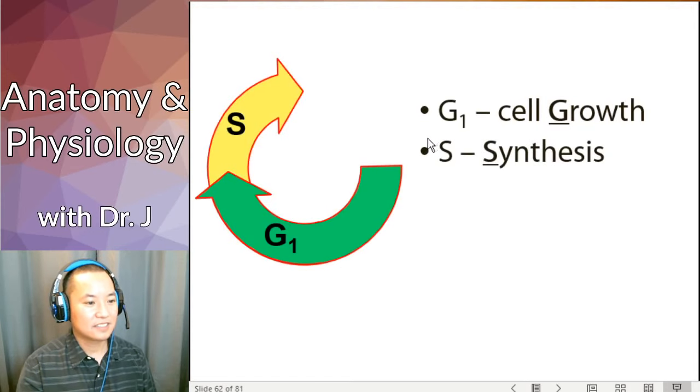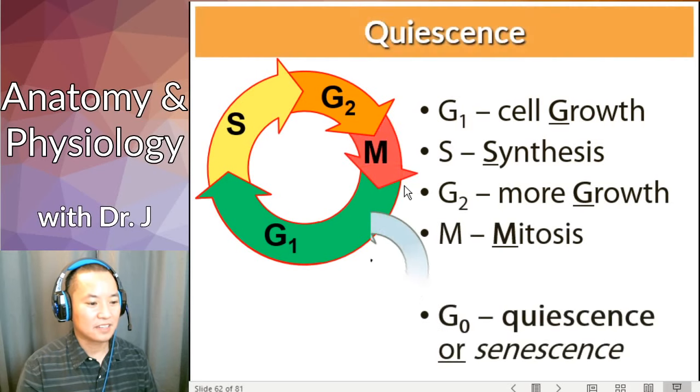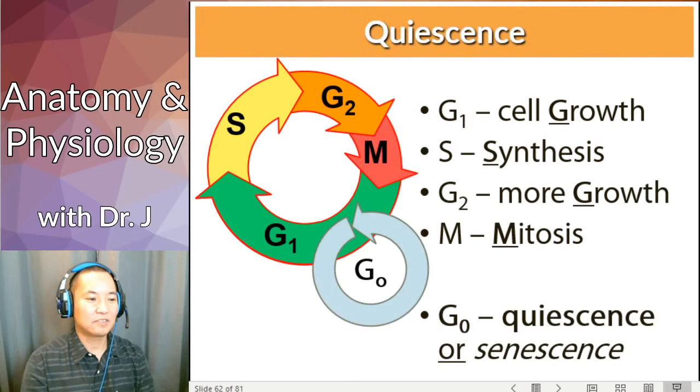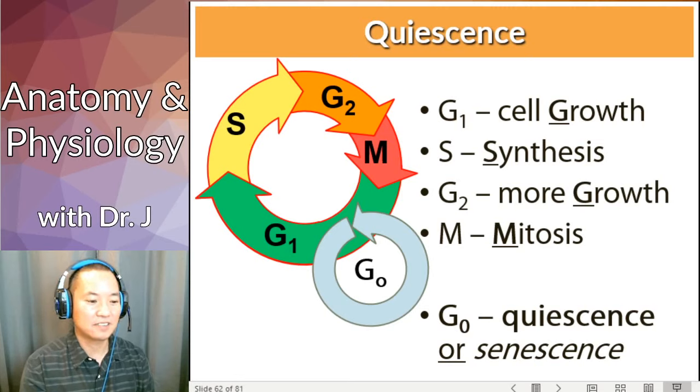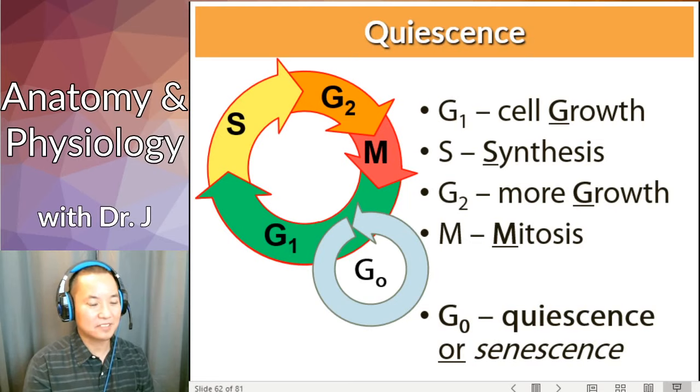All right, so we have G1, S phase, G2, mitosis. Then you have something called G0 phase. There are actually two terms for G0 phase. When a cell isn't actively dividing, this is what we call G0. If it's a cell that can divide, but isn't actively dividing, it's like, I could divide, but I'm not going to. That's what you call quiescence. Whereas senescence is very important in terms of cancer biology.